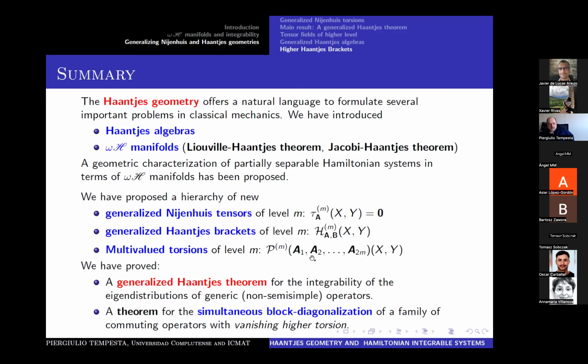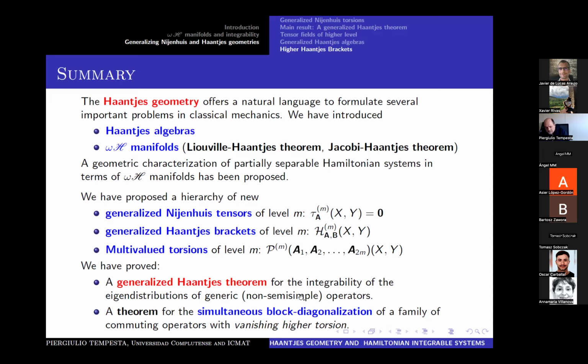And to finish, let me give a brief summary of the two most relevant theoretical results. The generalized Haantjes theorem provides a sufficient condition for the integrability of a generic, non-semisimple operator when this generalized torsion vanishes. Even if the operator is non-Haantjes, you can a priori establish its integrability, where a priori means that you don't need to study the operator, because of course, if you enter into the spectral properties of the operator, you discover if it is integrable or not. But finding the spectrum is, of course, very difficult. So you want to have an a priori criterion for establishing whether an operator is integrable or not.